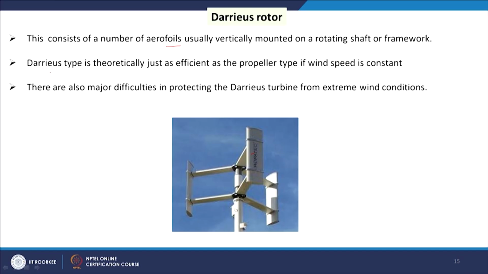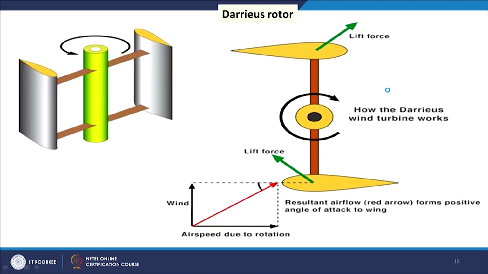So, the Darrieus type is theoretically just as efficient as the propeller type if wind speed is constant. Its efficiency is better with respect to the Savonius type, and there are two major difficulties in protecting the Darrieus turbine from extreme wind conditions, and this is the mechanism you see here. So, this will move in these directions. The lift will work in these directions and it will give some movement.